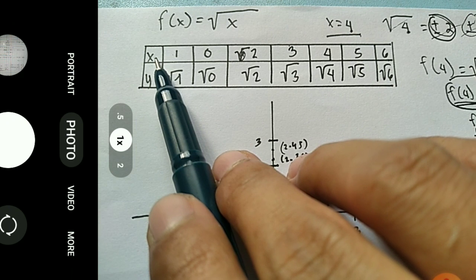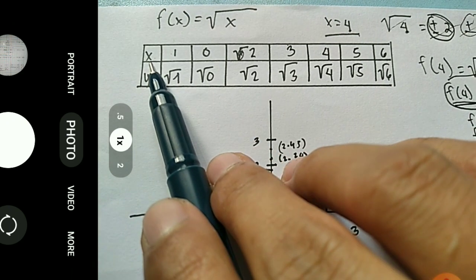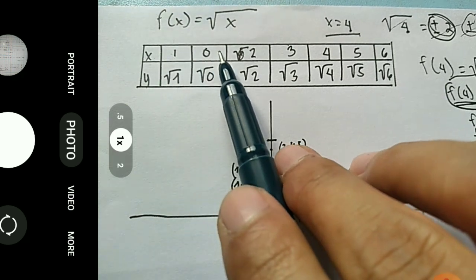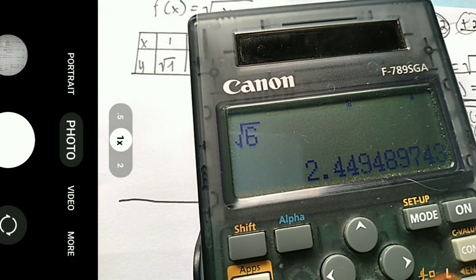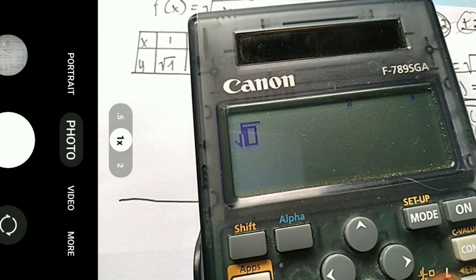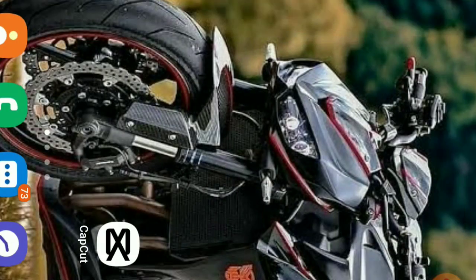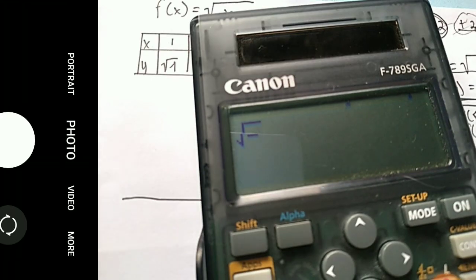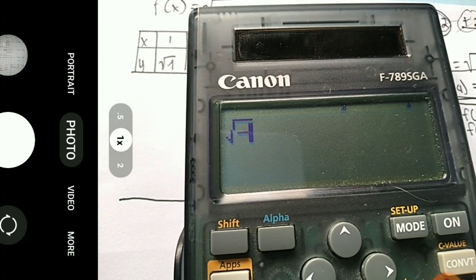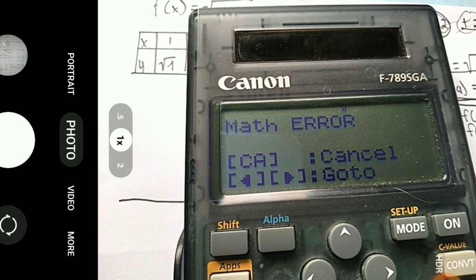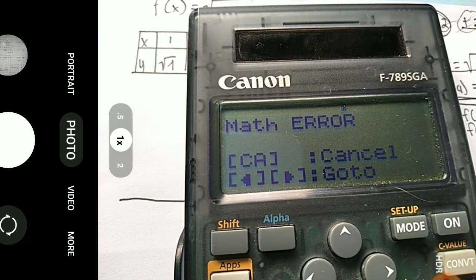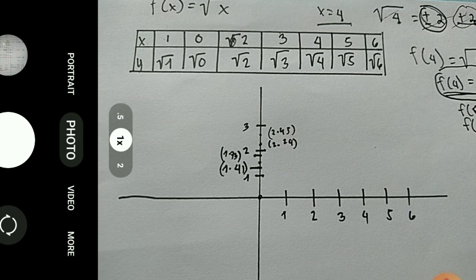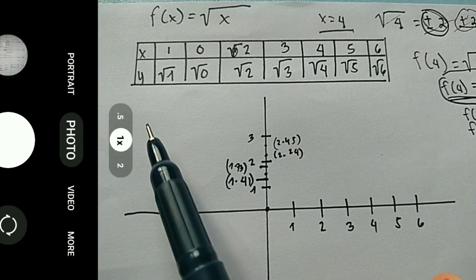we assign values for x. We only assign positive values for x, because we cannot have a negative square root. A negative square root of a certain value is unknown, so it is imaginary. So that is the reason we only assign positive values for our x.